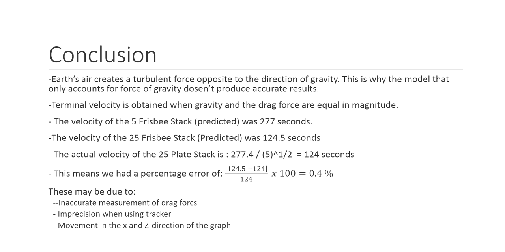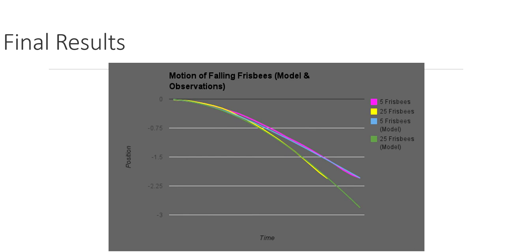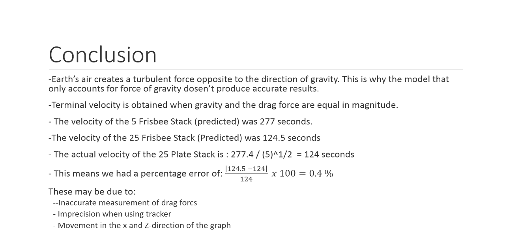However, when taking the actual velocity from our Tracker video, which is the yellow line shown in the previous slide, we see that the actual velocity is 124. So, using the formula for percentage error, we'll see that we have a 0.4 percent error between our model and our predicted data for the final velocity of the plates, and the reason they reach the ground sooner or later. These errors may be due to inaccurate measurements of drag forces, imprecision when using Tracker, and movement in the X and Z direction of the graph.